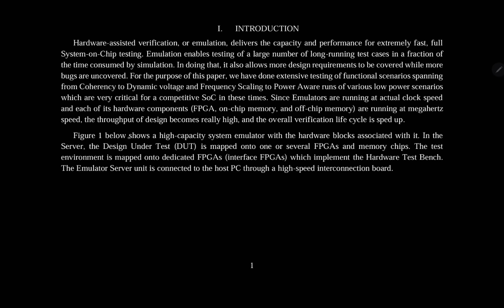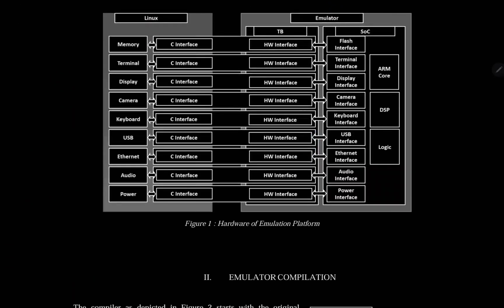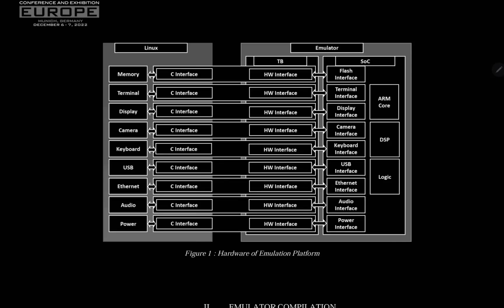Figure 1 below shows a high-capacity system emulator with the hardware blocks associated with it, and the server, and the DUT, design under test. The DUT is mapped on one or several FPGAs and memory chips. The test environment is mapped onto dedicated interface FPGAs, which implement the hardware test bench. The emulator server unit is connected to the host PC through a high-speed interconnect board. Figure 1 is the hardware of emulation platforms.